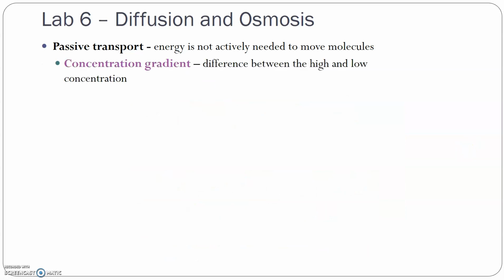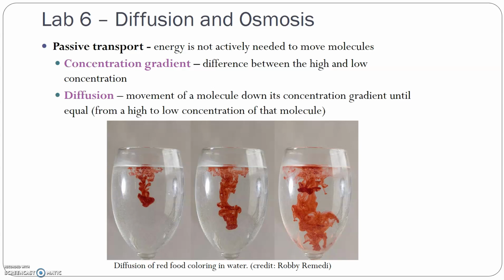So what is the concentration gradient? The concentration gradient is the difference between concentrations, how high one side of the membrane is for what we're talking about, and how low it is on the other side. The higher the difference, the bigger the concentration gradient, the faster we're actually going to see molecules move. One type of passive transport is diffusion. Diffusion is the movement of a molecule of some kind down its concentration gradient until we reach an equal distribution. We move from a high concentration of that molecule to a lower concentration of that molecule.